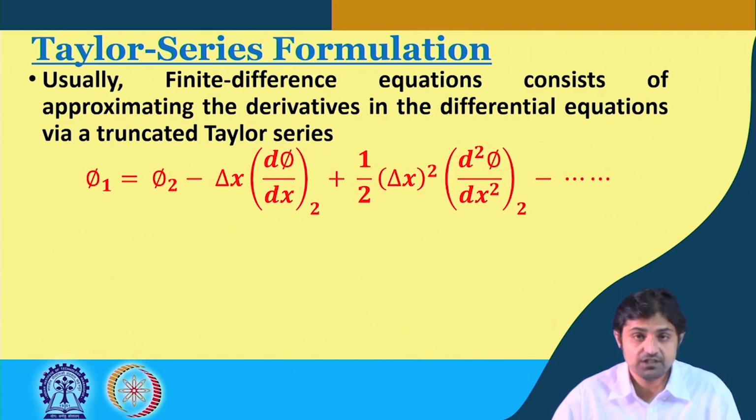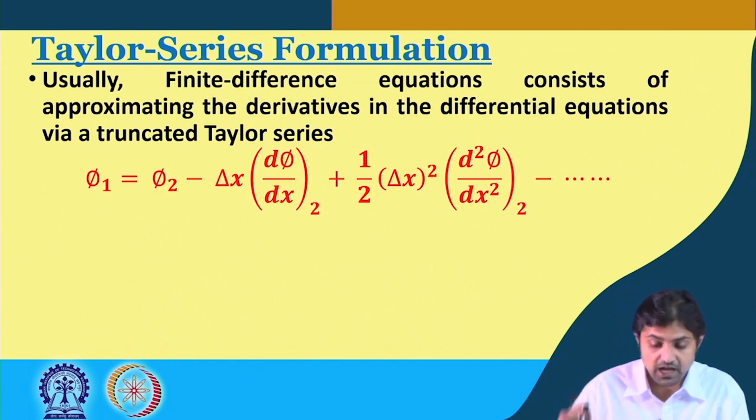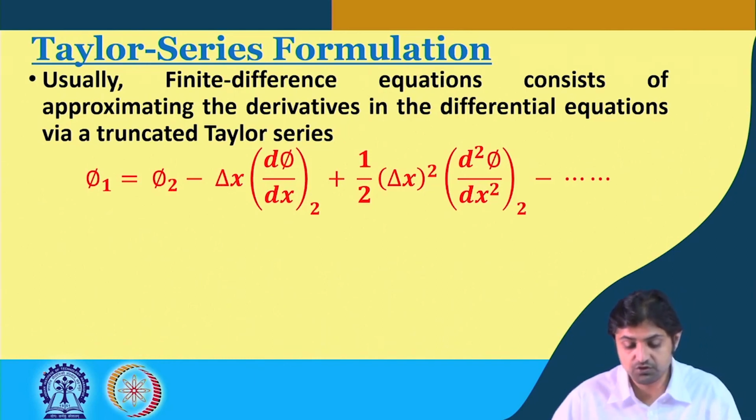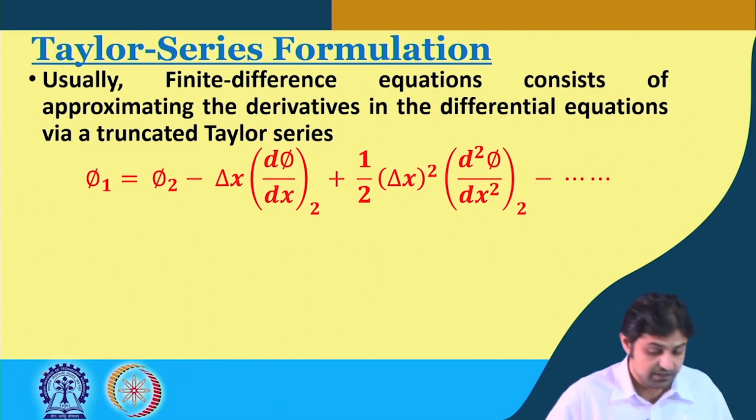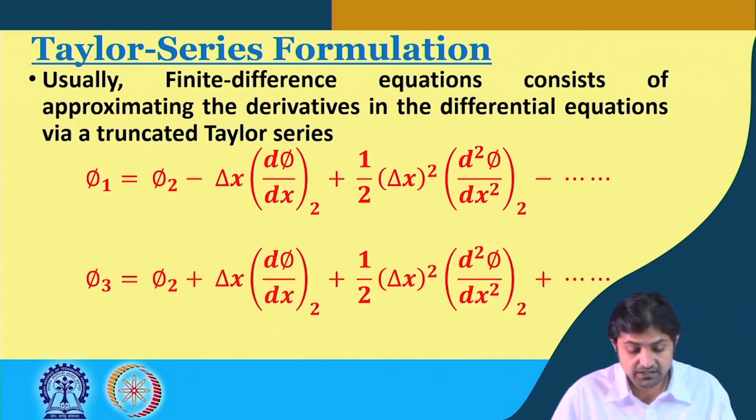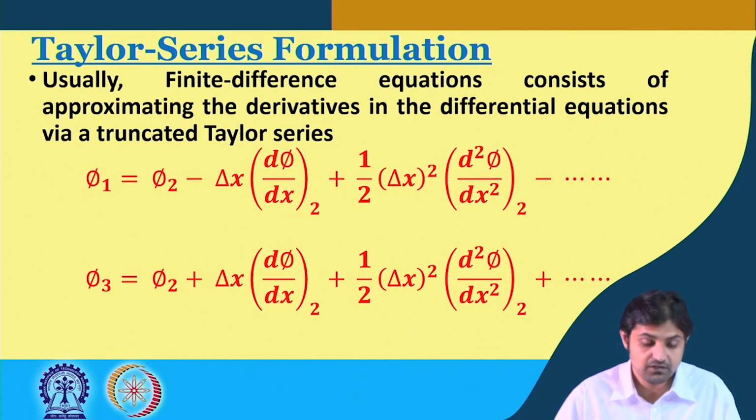So, phi 1 is written as phi 2 minus delta x del phi del x at 2 plus half delta x whole square del square phi del x square at 2, and the series goes on with alternate minus and plus signs. This is called the truncated Taylor series. Or phi 3 can be written as phi 2 plus delta x del phi del x plus half delta x square, and it can go on like this.